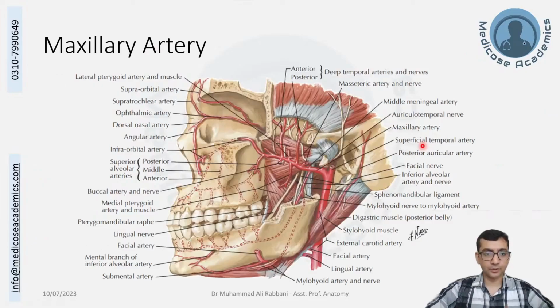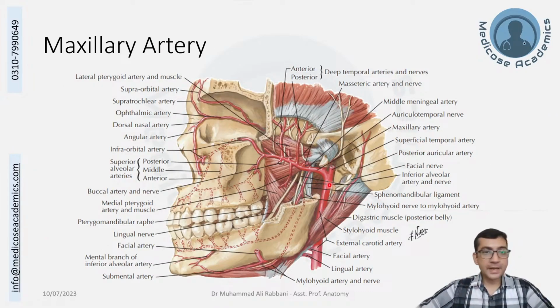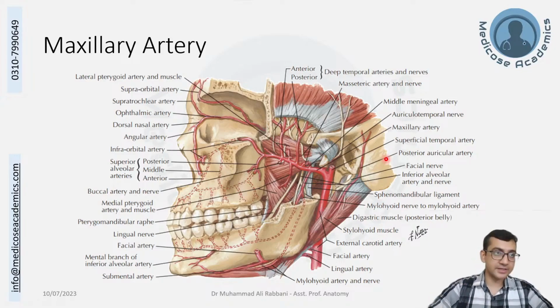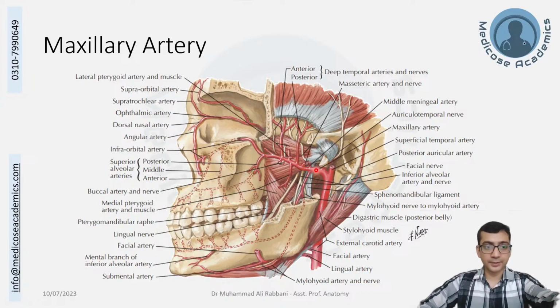Okay, ignore this picture. This is our first topic, the maxillary artery. First, let's discuss where the maxillary artery is, where does it originate, where does it end. When talking about the name of the artery, it originates from the bifurcation of the external carotid artery. This is one of the 2 terminal branches of the external carotid artery.